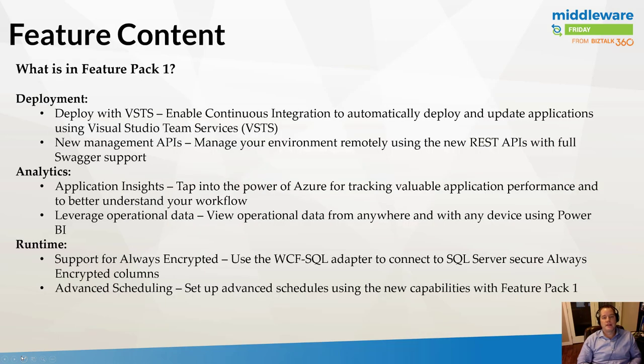So diving in, what's in Feature Pack 1? Number one is deployment. So having the ability to use continuous integration to automatically deploy and update applications from VSTS. Now, for those of you that are familiar with the BizTalk deployment framework, what you will see is we now have other options in terms of deployment, and this is through this tooling. So while the BizTalk deployment framework has been a great community tool, and hats off for those that have contributed, it is nice to see something being delivered by Microsoft, and I would imagine it's something that they will keep up to date as new versions of BizTalk are released.